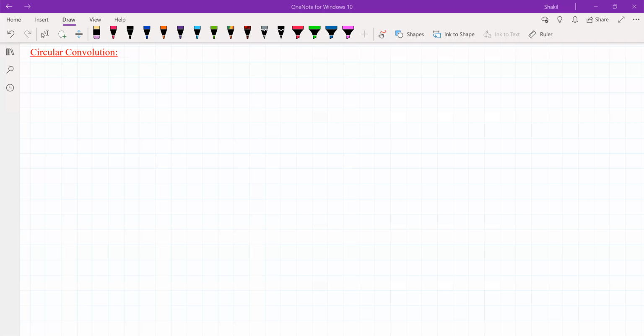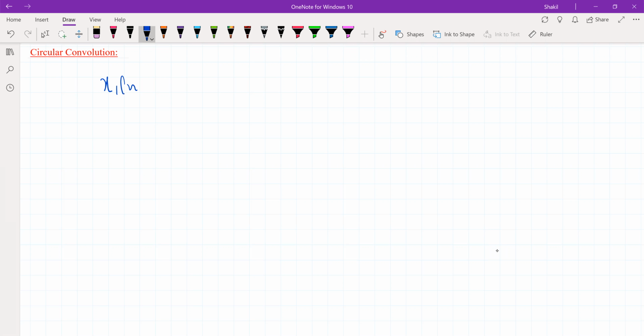Welcome back. In this session, we'll learn the concept of circular convolution. So, circular convolution. What is circular convolution? We shall learn in this session. Alright. Now, the circular convolution between two sequences.